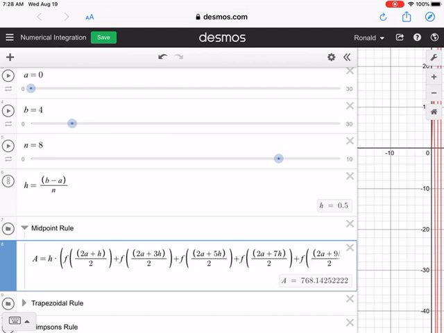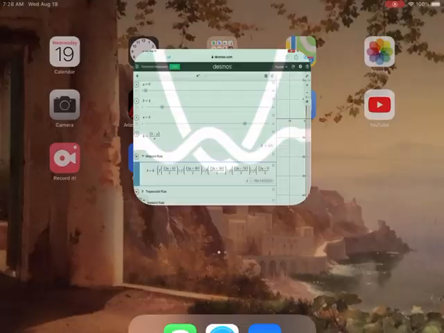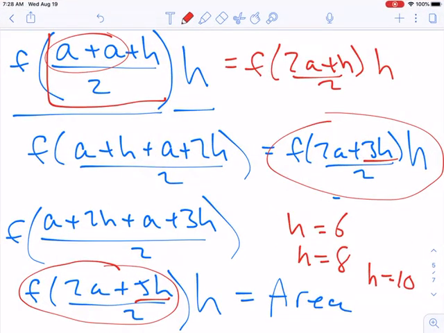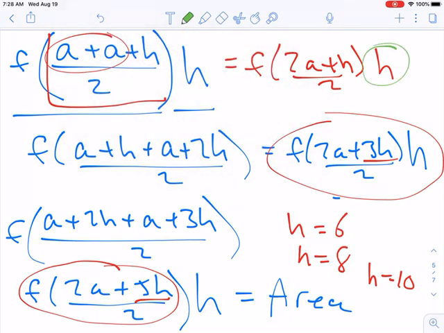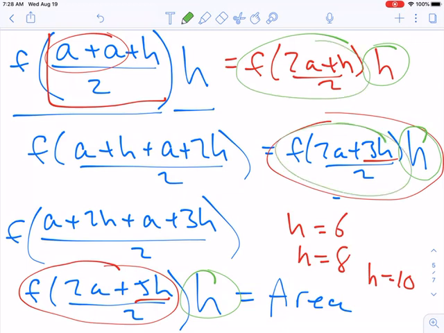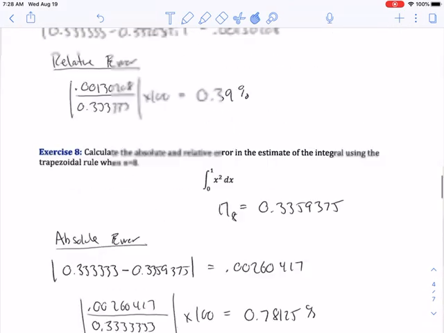The other thing I did was I factored out the h. Each one of these is being multiplied by h, so you can simply factor that h out, add up all of these terms, and then multiply by h. And that gives you the formula for Desmos. So let's go back to the first problem.